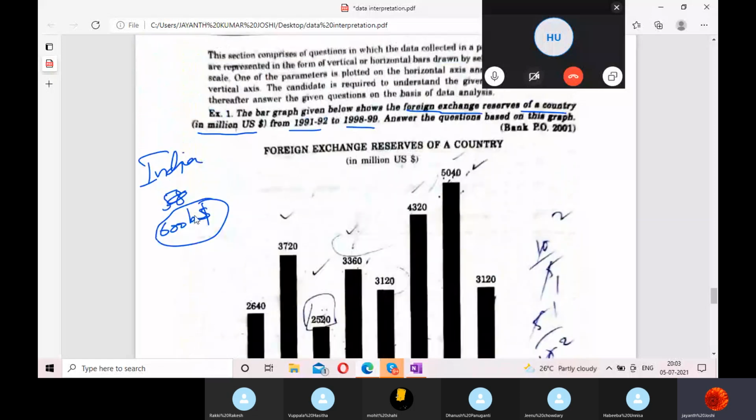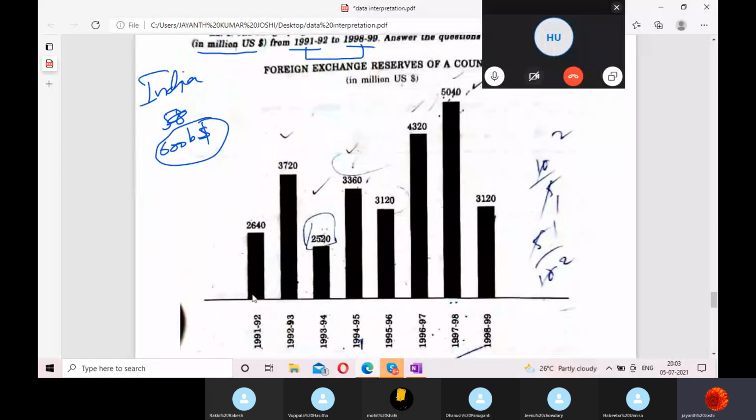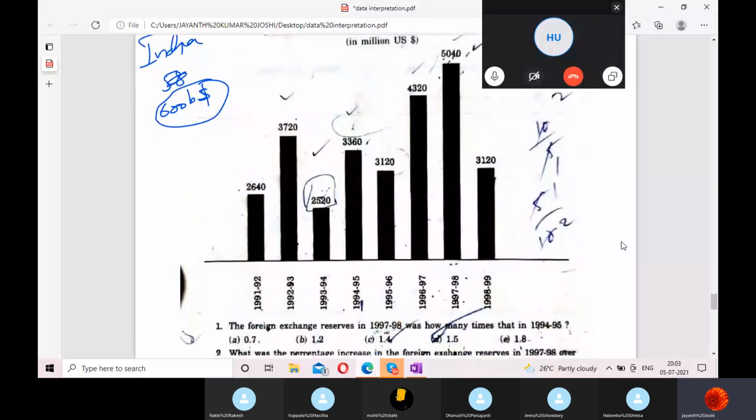So let us see. The bar graph given below shows the foreign exchange reserves of a country, maybe United States or any other country, in US dollars from 1991-92 to 1998-99. And you should answer the questions based upon the data. So you can see 1992, the foreign exchange reserves are 2,640, 1992-93 it is 3,720, 1993-94, 2,520, like that the data is given.